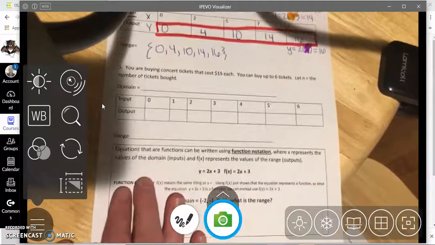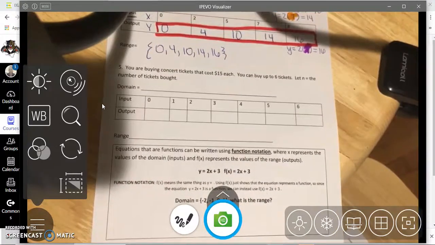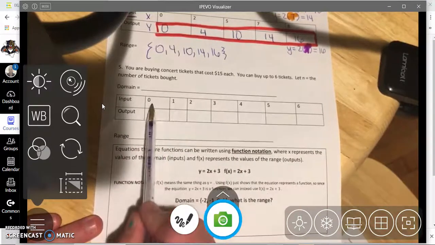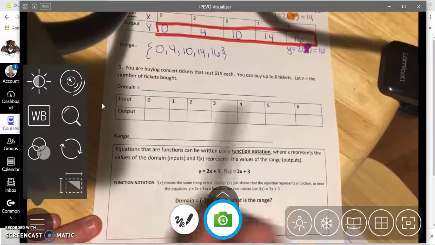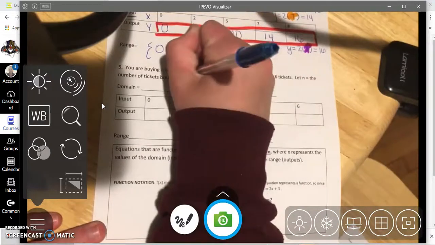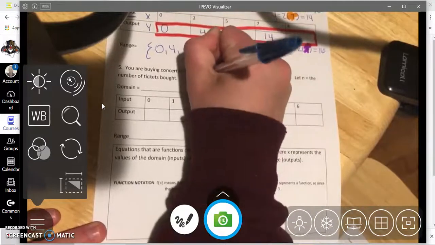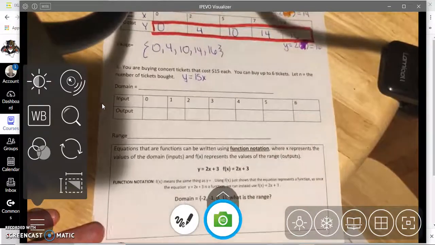All right, now a little bit more of a real world problem. You are buying concert tickets that cost $15 each. They probably cost a little more nowadays. You can buy up to 6 tickets. Let N be the number of tickets bought. So our domain is going to be 0 through 6. So our equation is going to be y equals, our cost of the ticket is 15, so 15x.